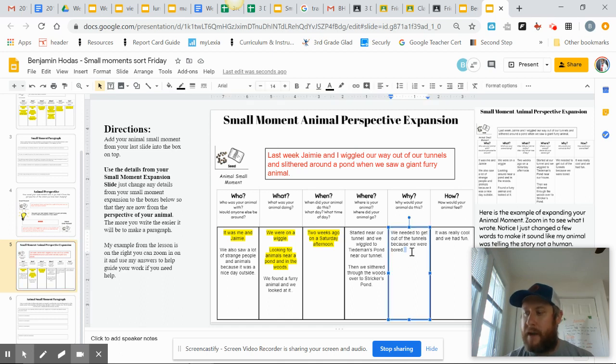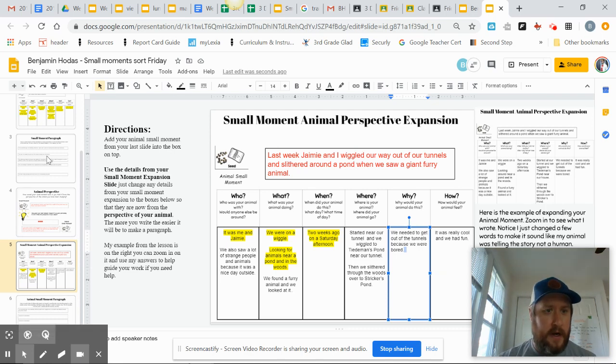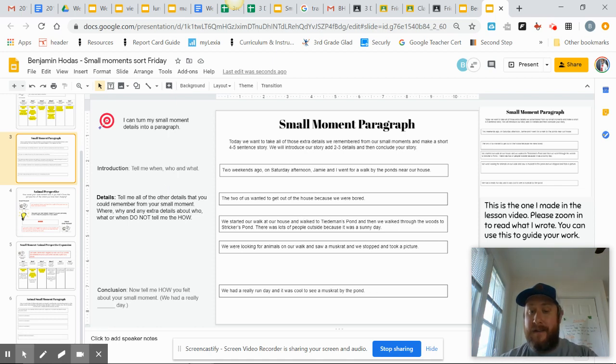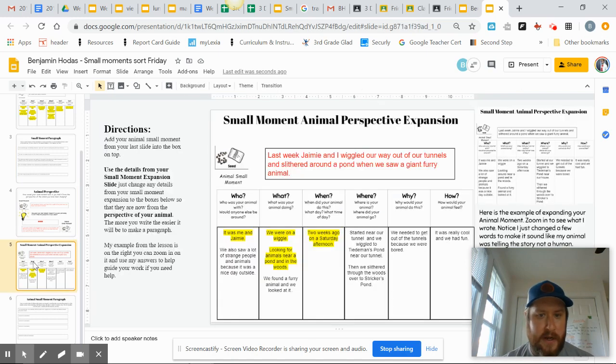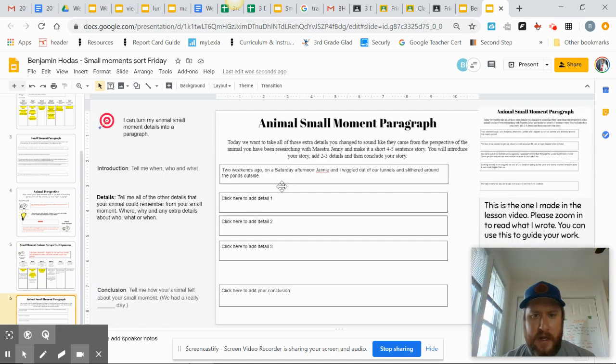I think telling people why might be a good place to start for my story. If we check on my first pair, that's what I did in my first detail in my human perspective. So the two of us wanted to get out of the house because we were bored. As an animal, that looks like we needed to get out of the tunnels because we were bored. All right. So we're going to want to add that we needed to get out of the tunnels because we're bored.